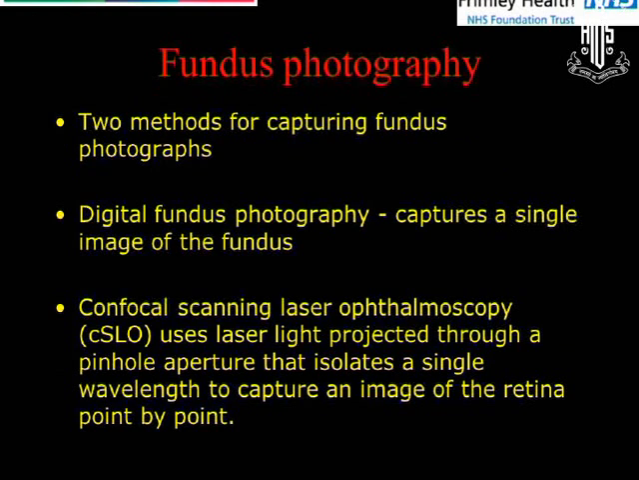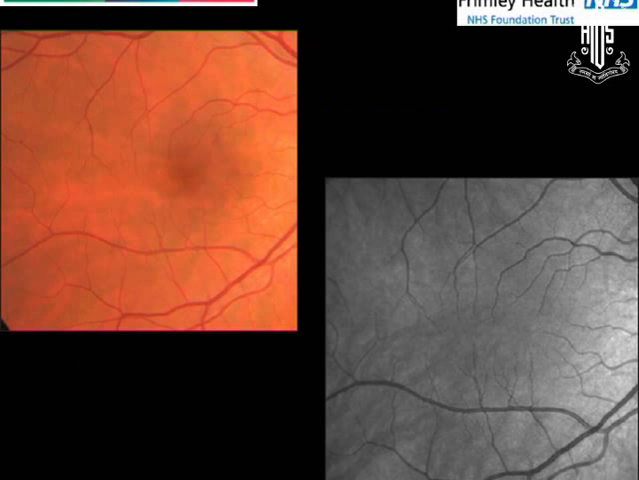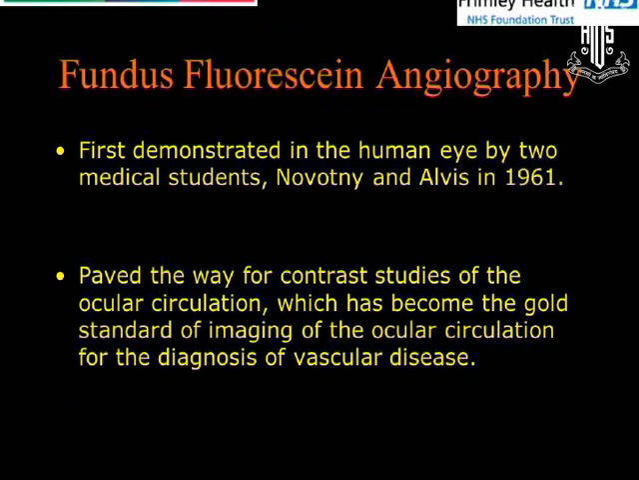Today, we have two methods of capturing fundus photographs: digital fundus photography, which captures single images, and confocal scanning laser ophthalmoscopy, which uses laser light projected through a pinhole aperture, so you get the retina's image point by point. And that's what it looks like. So your fundus photography, and then you have your confocal laser scanning ophthalmoscopy.